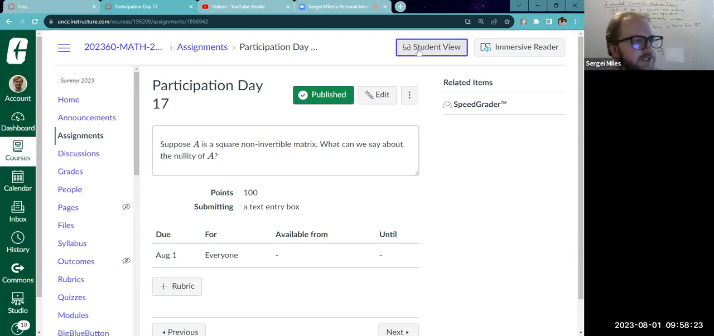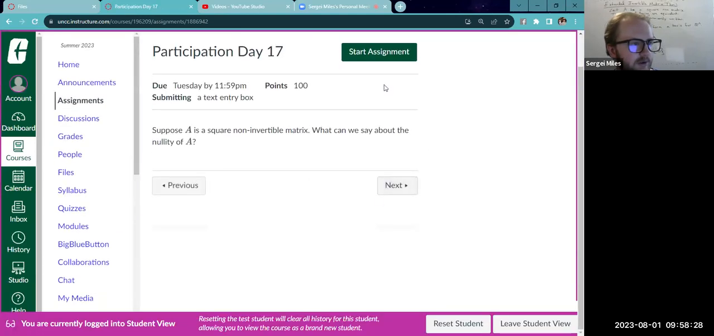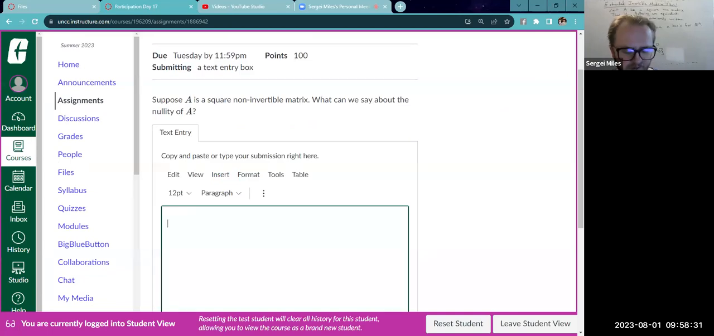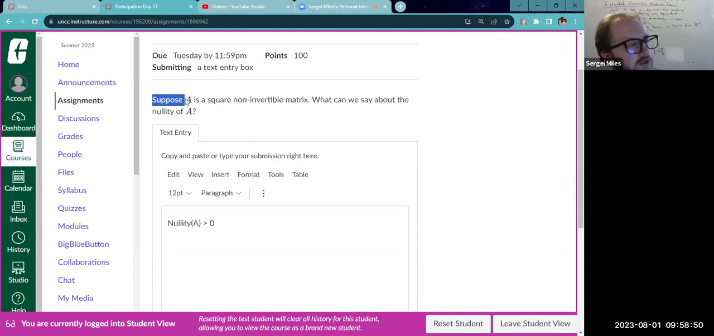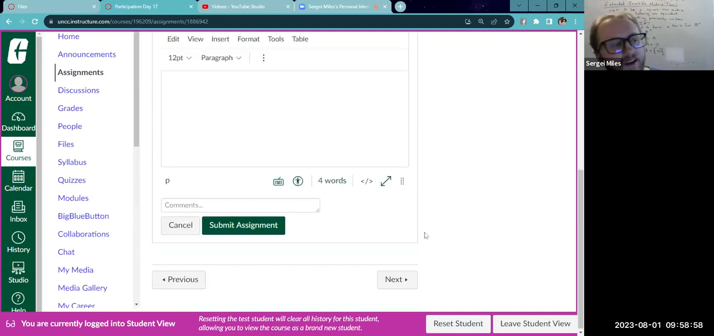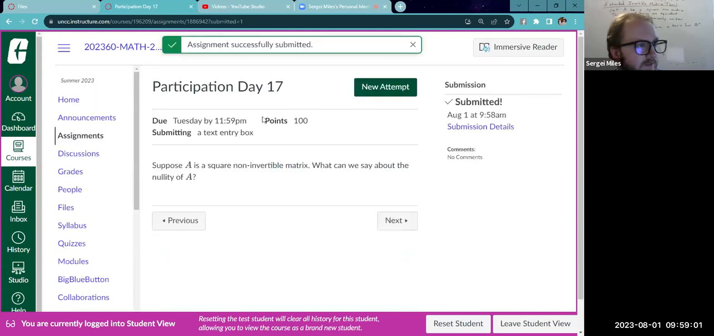So we can go ahead and answer the question here. This means that the nullity of A is strictly larger than 0. It can't equal 0 by the invertible matrix theorem. Therefore, it must be bigger than 0. And we figured that out just by this one statement and then applying the invertible matrix theorem. All right. So that's it for today's participation question.